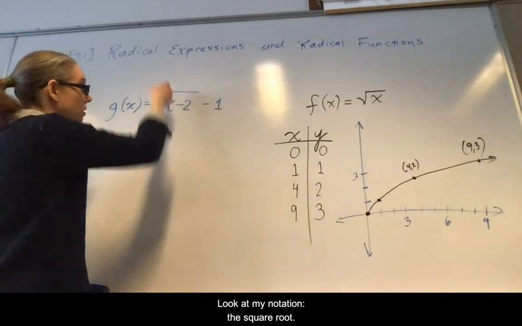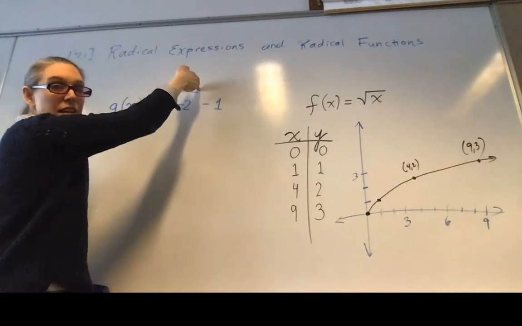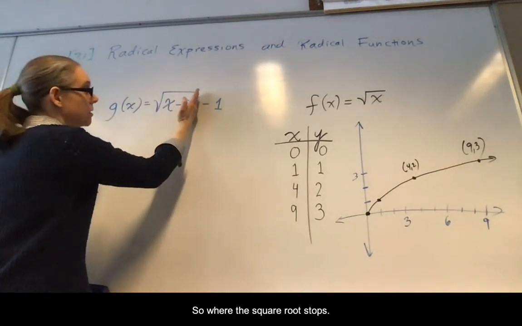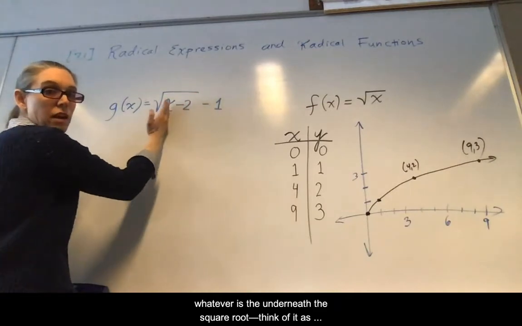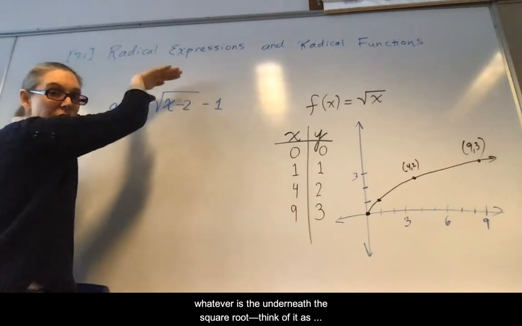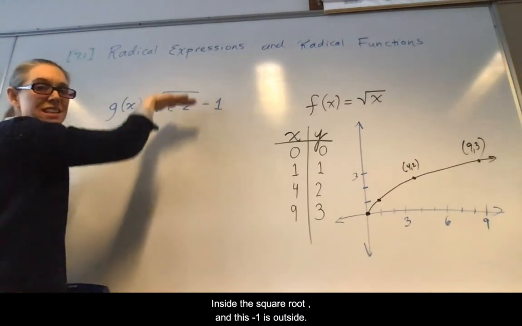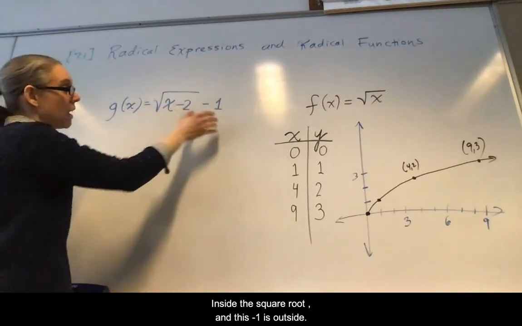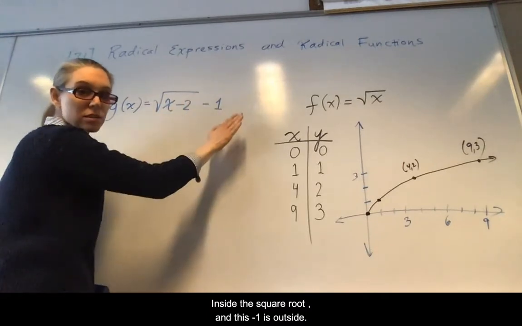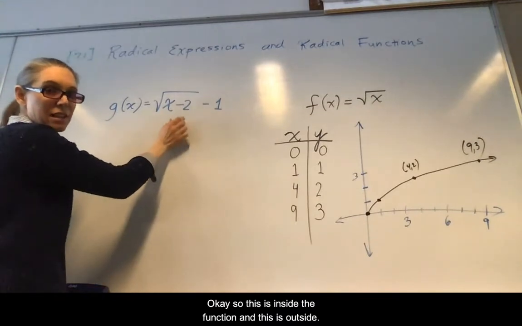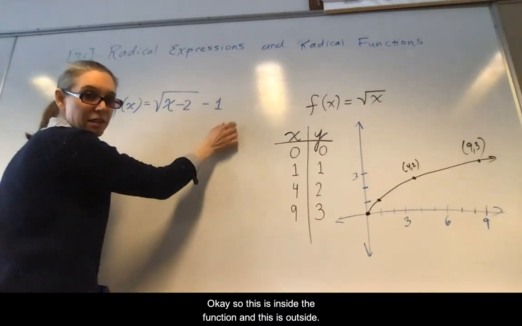Look at my notation. The square root stops here, okay? So where the square root stops, whatever is underneath the square root, think of it like a shelter, like a roof. Whatever is underneath that square root is inside the square root, and this minus 1 is outside the square root. It's like an afterthought, okay? So this is inside the function, and this is outside the function.